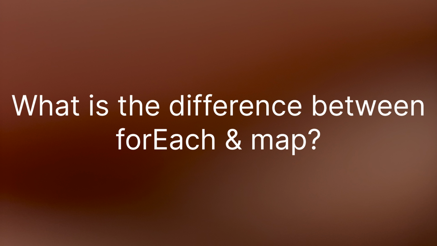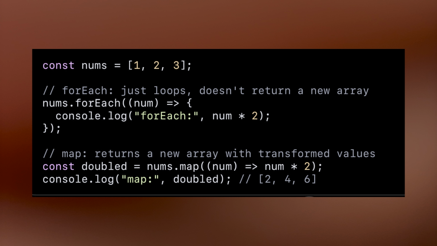Question 7. What is the difference between forEach and map in arrays? forEach is used to iterate over an array and execute a provided function on each element, but it does not return a value. Map, on the other hand, creates a new array with the results of calling a function on every element in the original array.